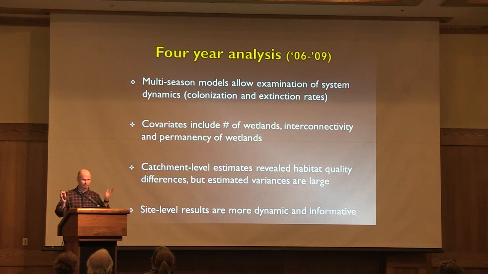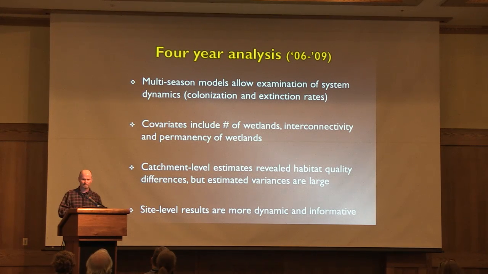There's a paper on this. I can't talk about all of the results and all the relationships, but I will mention a couple of things. One is that the catchment level estimates did show differences in those strata in terms of habitat quality. So high and medium quality catchments were very different in occupancy than the low quality catchments. But there essentially weren't any differences between high and medium quality catchments. So that's going to change how we do things in the future.